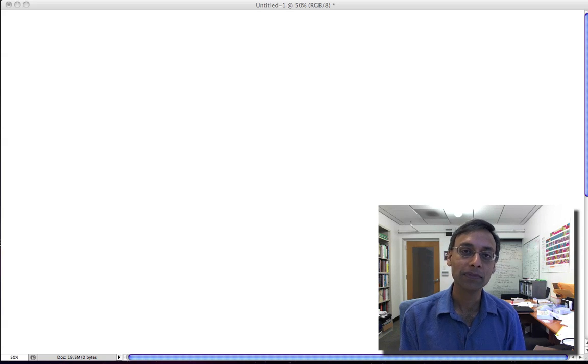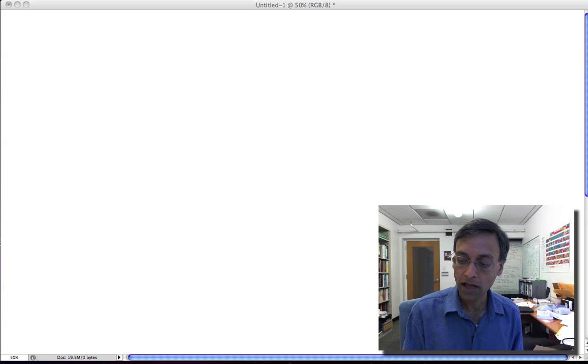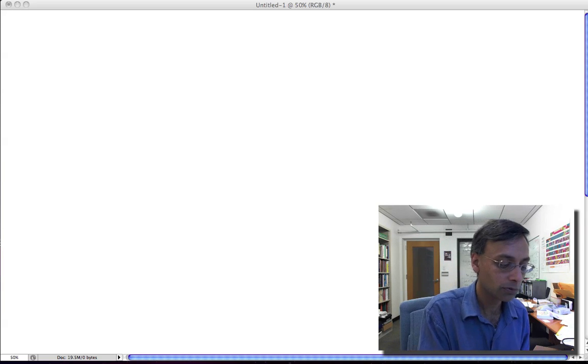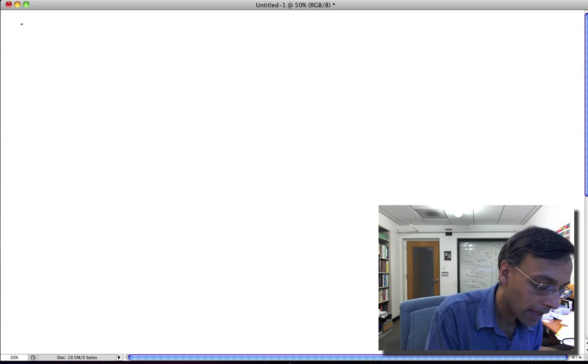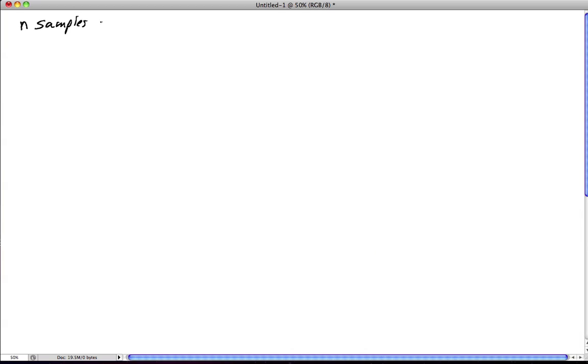Hello. What we're going to do now is a couple of examples. So we'll start with one very simple example of using the law of large numbers. So what is the example I want to do? I want to imagine an experiment in which we have n samples of xi. These are random variables, and we have n samples of them.